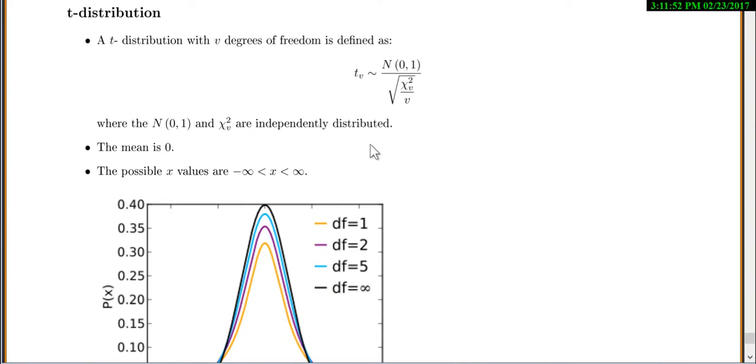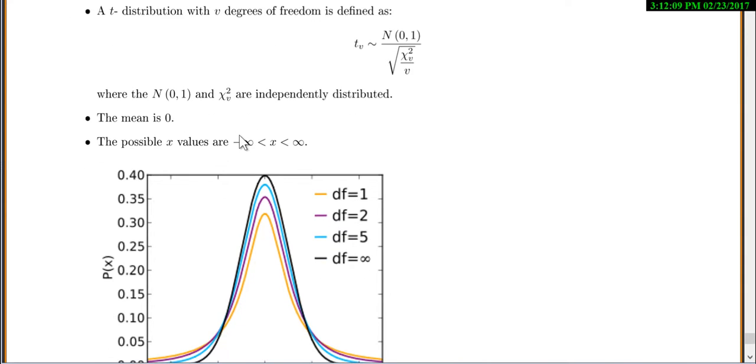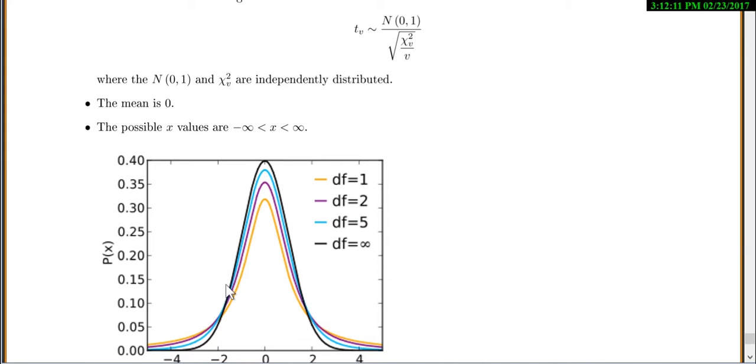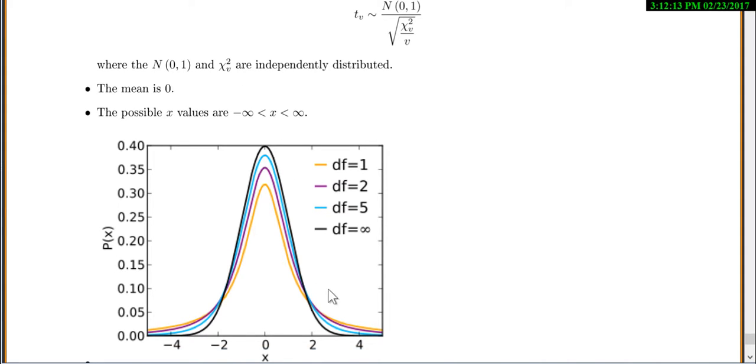Okay, then you have a t distribution. This one's pretty interesting. You start with the standard normal distribution, normal 0, 1. You divide by the square root of a chi-squared random variable divided by its degrees of freedom. Again, we don't really care about that so much. What we do care about is the shape. Notice the shape. What does it look like? It looks like the normal curve.